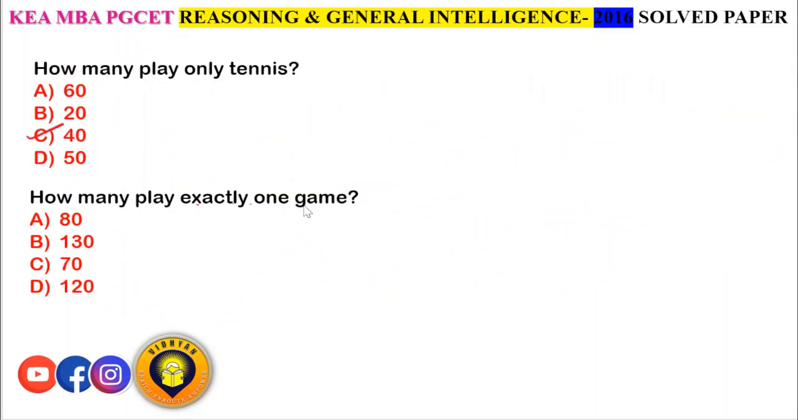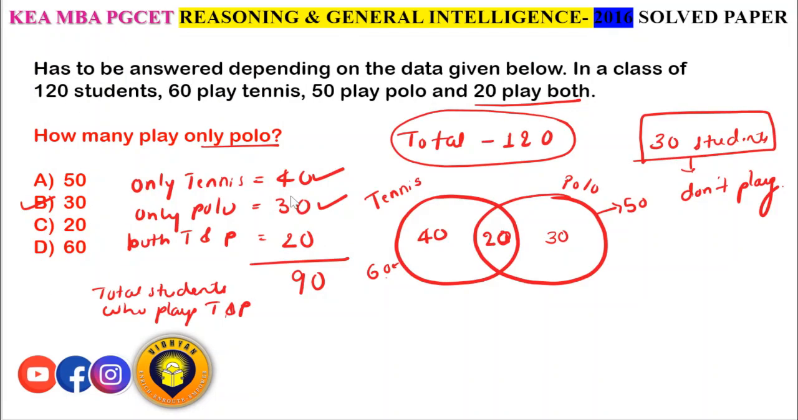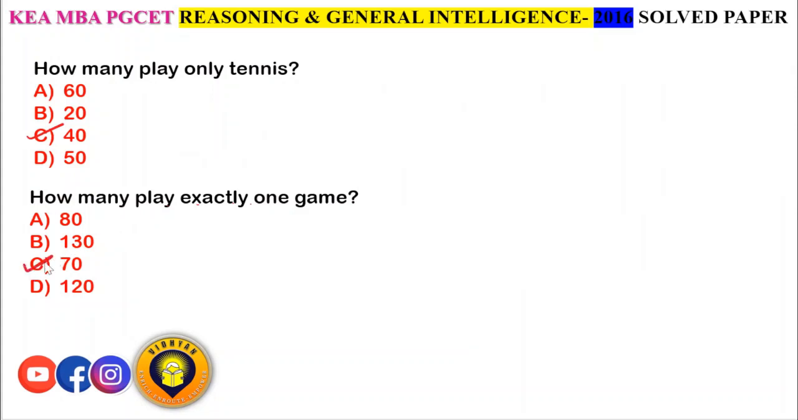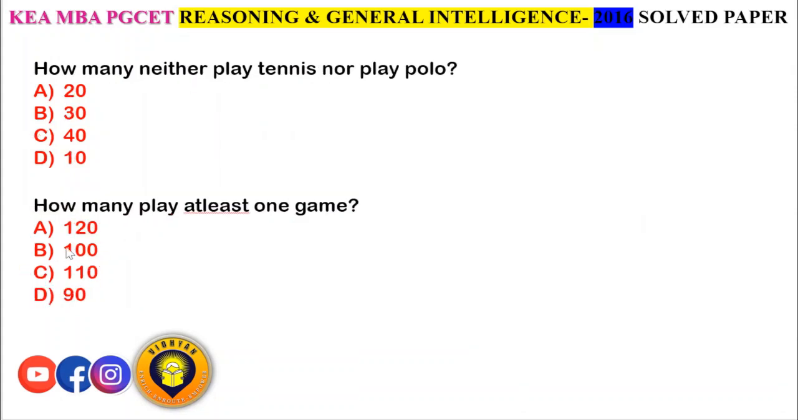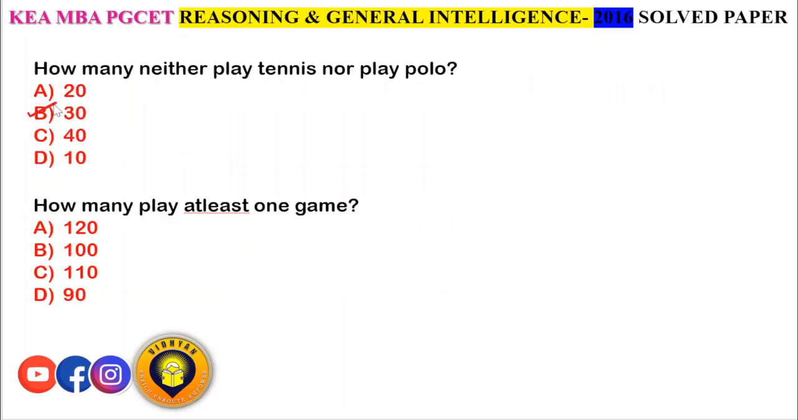How many play exactly one game? Exactly one game means what? Exactly one game means only tennis and only polo. Because exactly one game they told. So therefore only tennis are 40 and only polo are 30. So 40 plus 30, 70. So exactly one game are 70 students. How many neither play tennis nor play polo? That means the students who do not play any game, they are how much? 30. Neither tennis nor polo, they are 30.